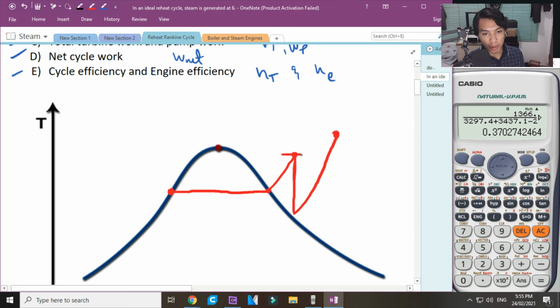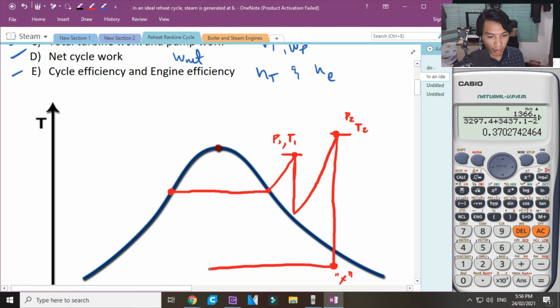Itinaas mo, dapat mas mataas yung temperature ng isa. Kasi ito, temperature line na to, P1 and T1. Ito kasi 450. Okay? Ito, mas mataas to. T2. P2. And then, pagdating dito, sa loob, meron ka ng quality X. Okay? Meron ka ng X dito. Yun. Trace it back. Going to the pump.